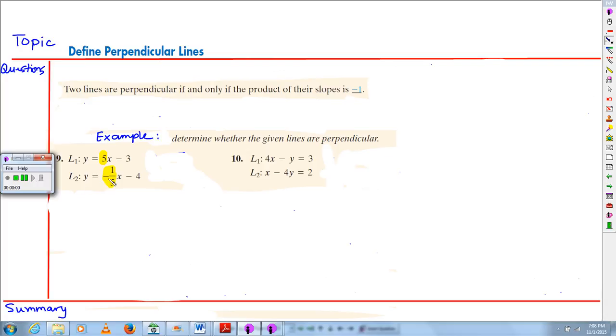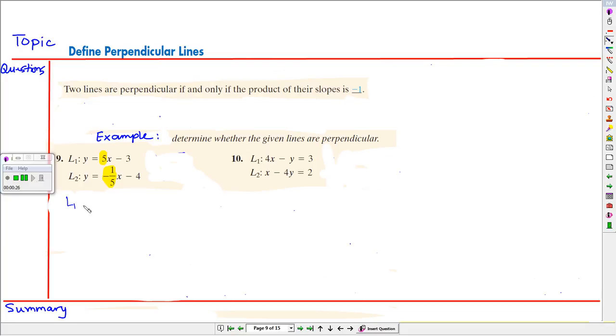You can see right here that for line number 1, I'm going to label the slope M1, the slope is 5. And for line number 2, the slope is -1/5. The two equations from example 9 are already in slope-intercept form, so you can see your slope directly. Now you want to check to see if the product of the two slopes M1 and M2 is -1.